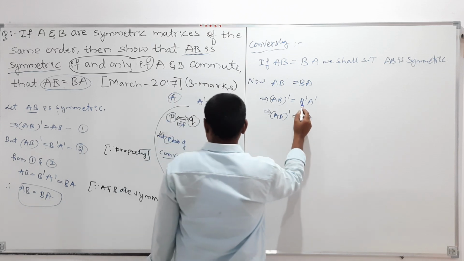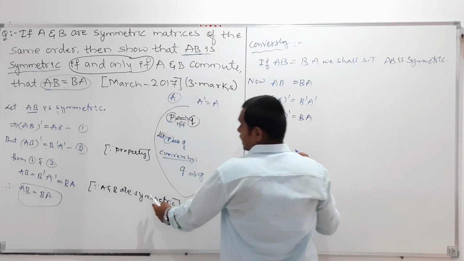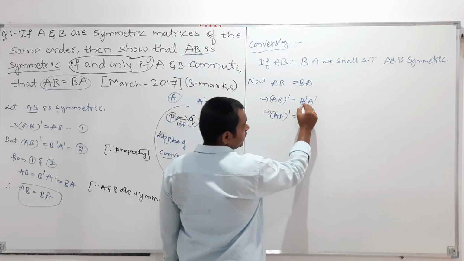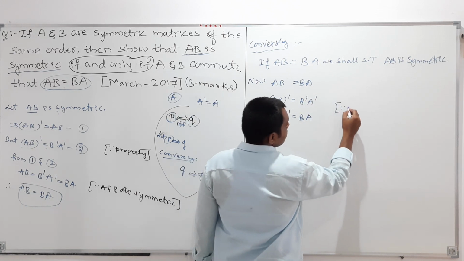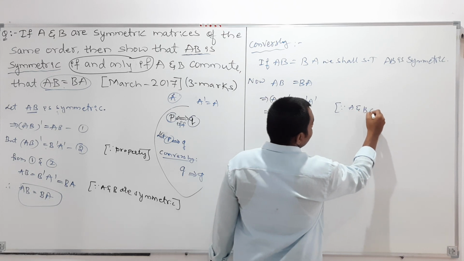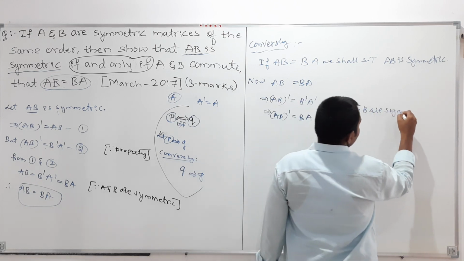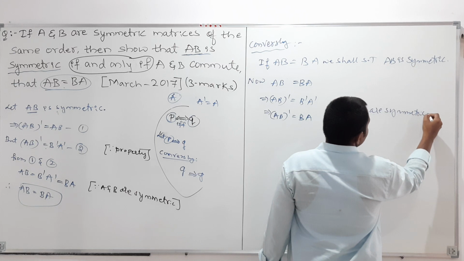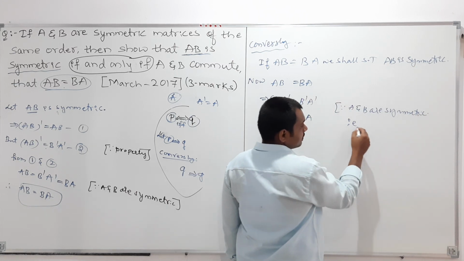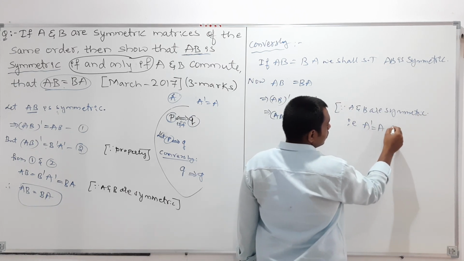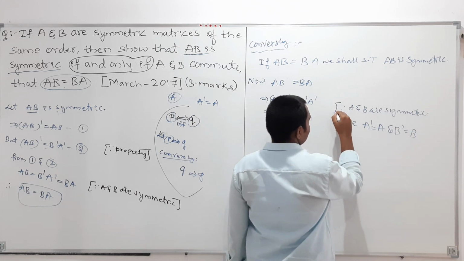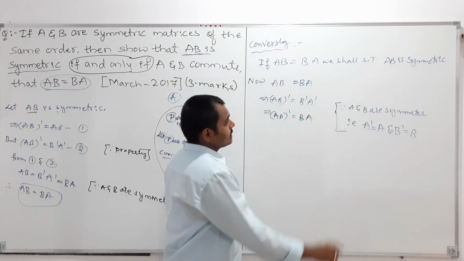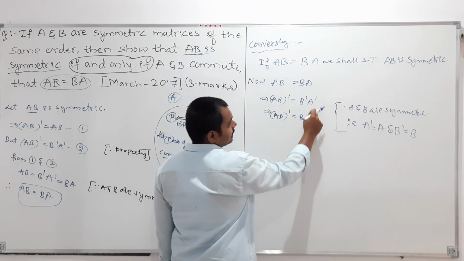Clear? Because as I told here, A and B are symmetric. So B transpose can be written as B, A transpose can be written as A, since A and B are symmetric. So what is that? If A and B are symmetric, that is A dash equals A and B dash equals B. Clear? By this result I am writing B transpose equals B, A transpose equals A.